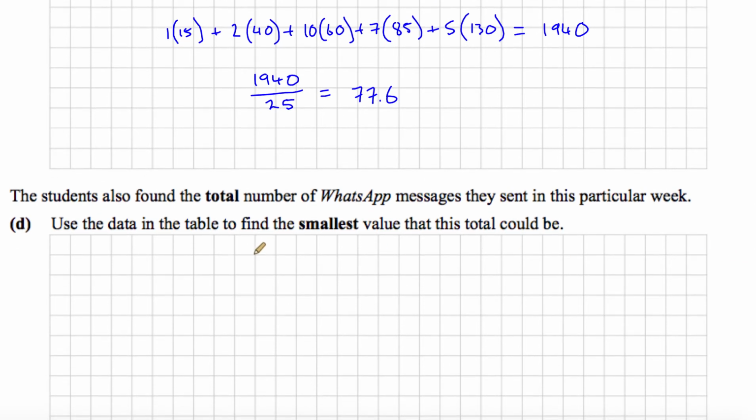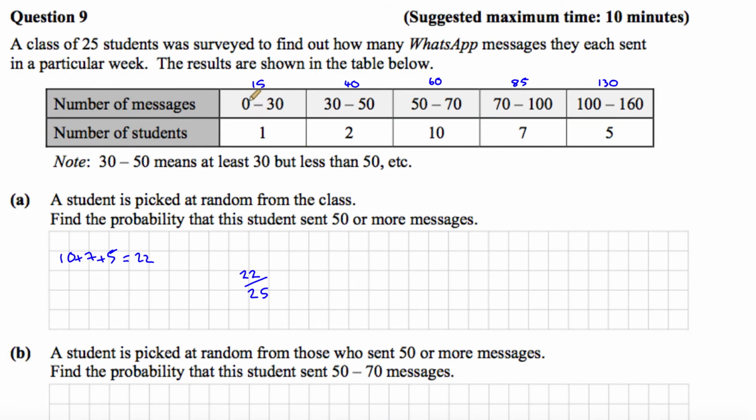Okay, finally, part D. The students also found the total number of WhatsApp messages they sent in this particular week. Use the data in the table to find the smallest value that this total could be. Okay, well, the smallest value that the total could be would be if this one student here sent only 0 messages, and if these two sent just 30 messages each. In other words, if each student sent the lower end of the interval that they are in, that's how you get the smallest possible number.